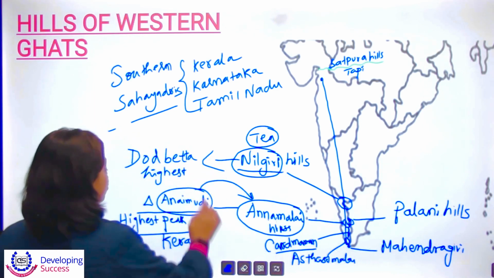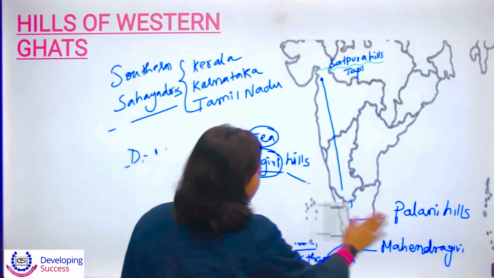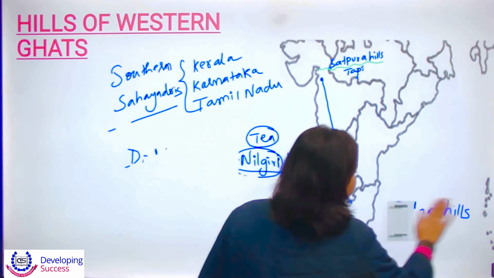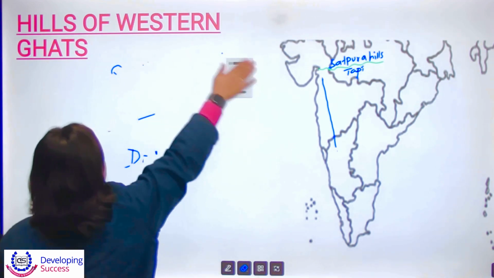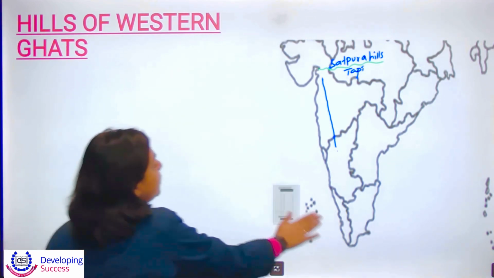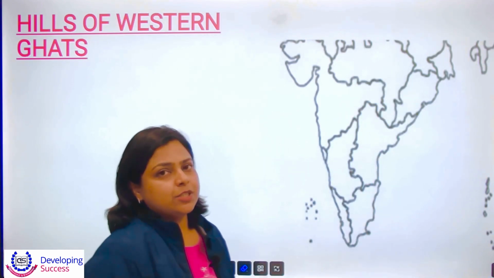So I also told you the highest peaks. The highest peak of Maharashtra is Kalsubai. The highest peak of Karnataka is Mulyangiri. The highest peak of Nilgiri Hills is Doda Beta. And the highest peak of the whole of the Western Ghats is Anemudi, which is present in the Annamalai Hills in Kerala.